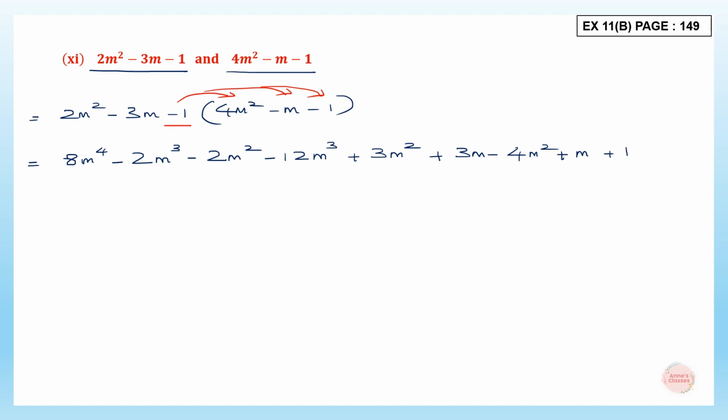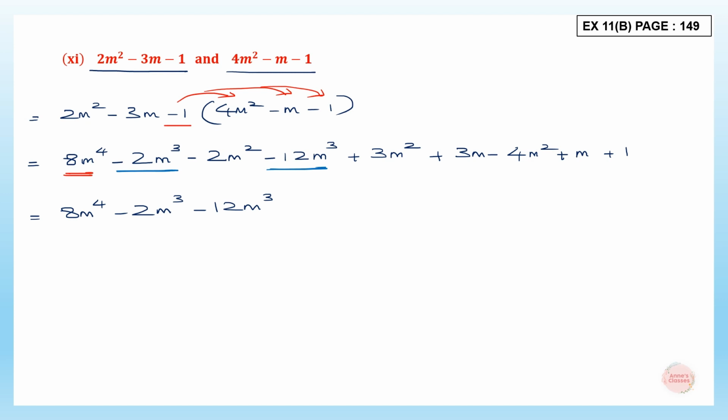Now we're going to look for all the like terms. 8m to the power of 4. Now we don't have any other m to the power of 4. So let's write that. So this is 8m to the power of 4. Now we are looking for m to the power of 3. So here we have minus 2m to the power of 3, and here we have minus 12m to the power of 3. Let's write that. Minus 2m to the power of 3 and minus 12m to the power of 3.